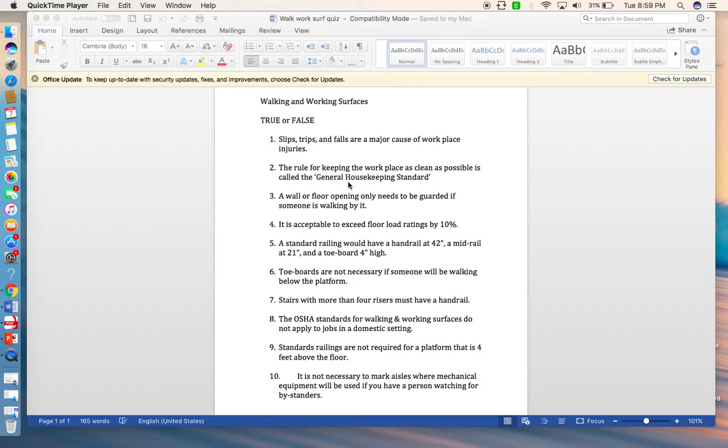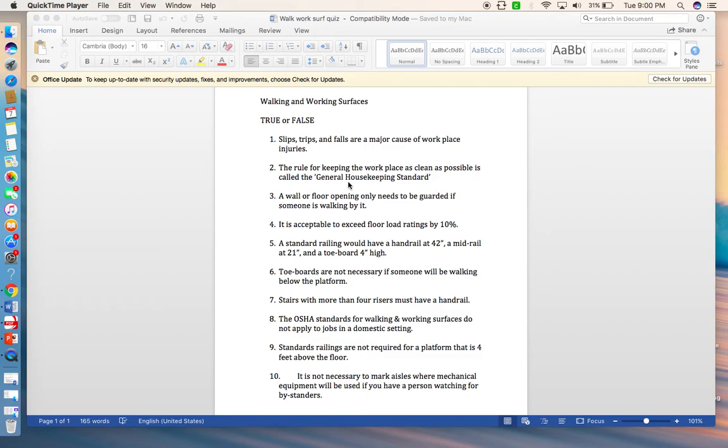Okay, so I know that seemed to end it abruptly, but you got everything you needed. So that ends walking working surfaces. Again, you got the quiz right there. Remember, slips, trips, and falls are the major cause of accidents or injuries in general industry. Keep the place as neat and clean as possible, your general housekeeping standard.